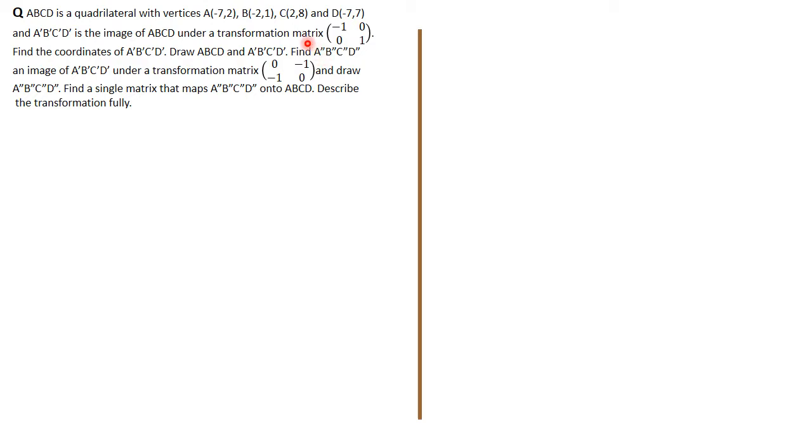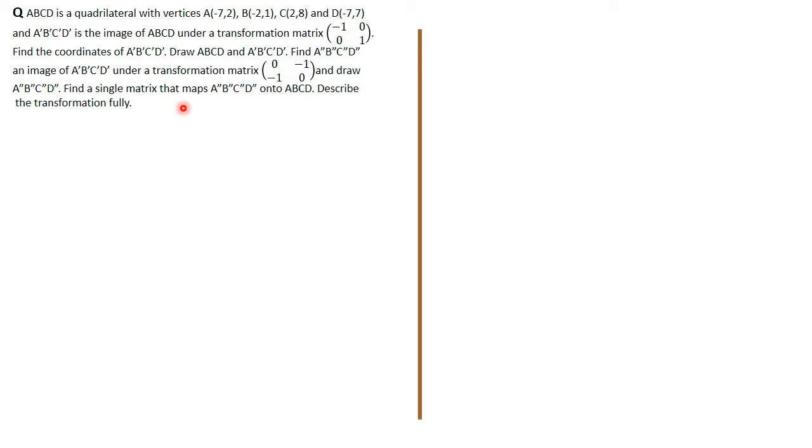The next question: we're told to find A double prime, B double prime, C double prime, D double prime, an image of the first image under the transformation represented by the matrix 0, -1, -1, 0. Again, we're told to draw the second image. Find the single matrix that maps the second image onto the original object. And then the last part is to describe the transformation fully. A very comprehensive question.